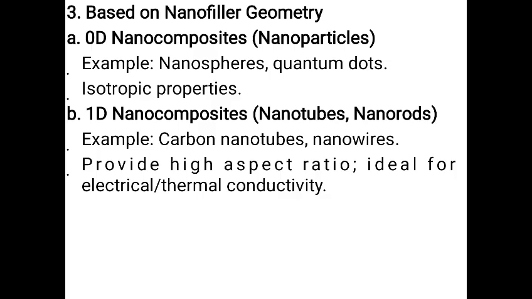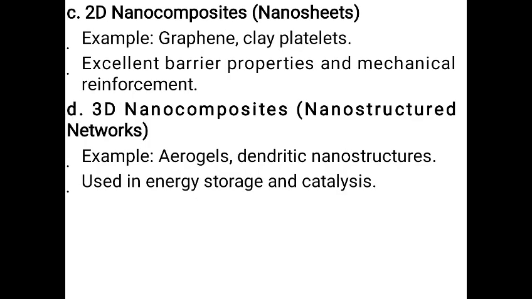One dimensional nanocomposites include nanotubes and nanorods. Example, we have carbon nanotubes and nanowires. They provide high aspect ratio and are ideal for electrical and thermal conductivity.